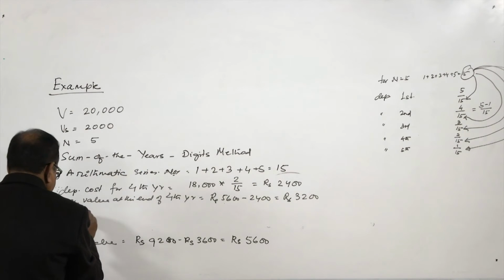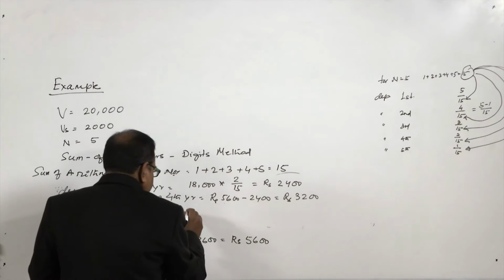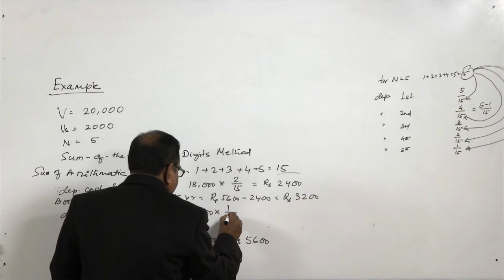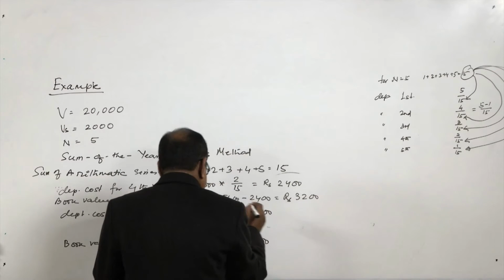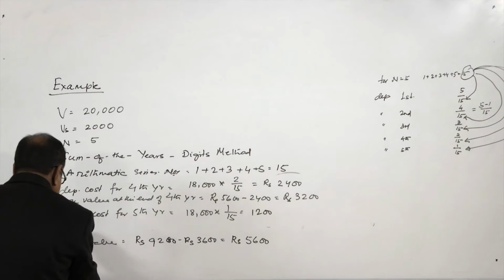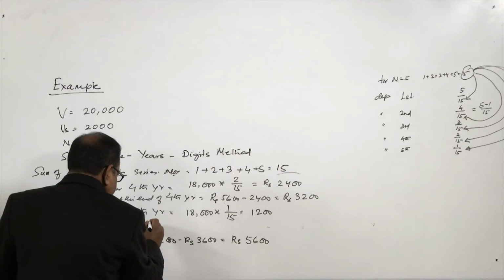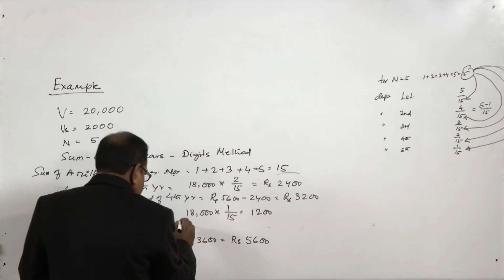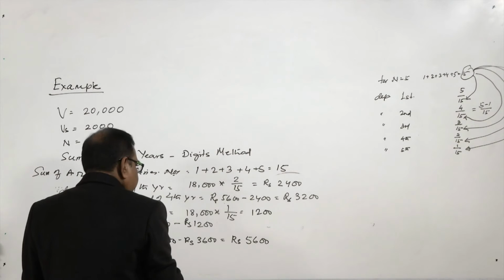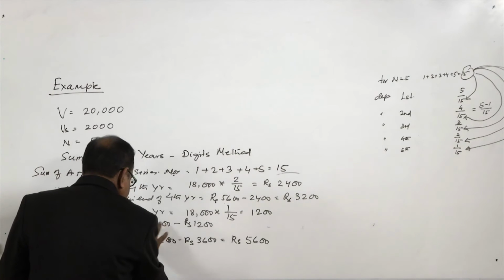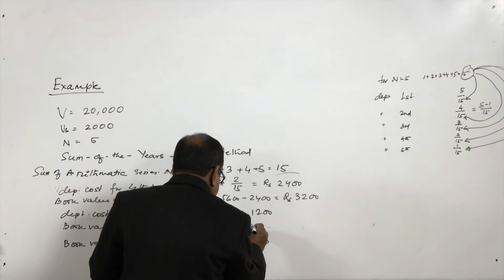Now, depreciation cost for 5th year will be 18,000 into 1 by 15, which comes out to be rupees 1200, and book value at the end of 5th year is equal to rupees 3200, not 5600, minus rupees 1200. This is 3200 minus 1200, which comes to be rupees 2000.